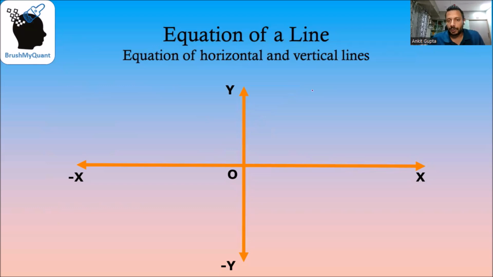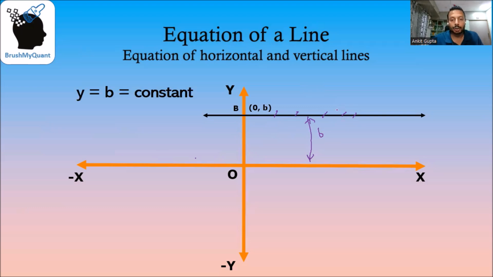Let's look at the equation of horizontal and vertical lines. So let's say we have a horizontal line which is parallel to the x-axis, cutting the y-axis at point B, which is 0, B. Now all the points on this particular line will have the same distance from the x-axis, which is nothing but b. So that means the only constant in this equation is y is equal to b. So that becomes the equation of this line.